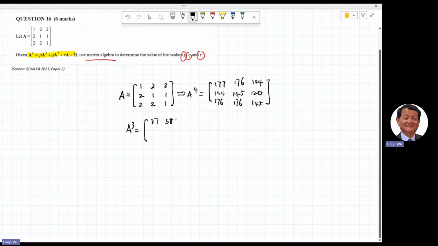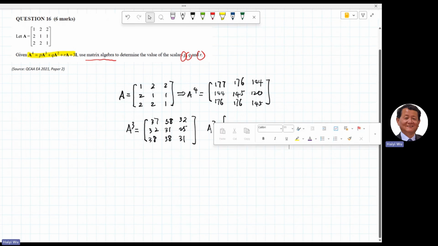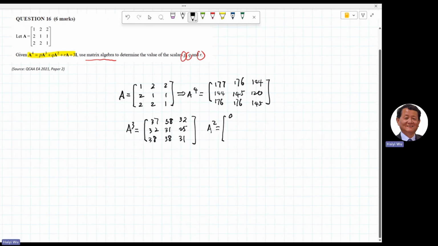37, 38, 32, 32 again, 31, 25, 38, 38, 31. I'm going to do the next one to save time: A to the power of 2. Same process, repeat the same process on the graphics calculator, and we get A squared, which is 9, 8.